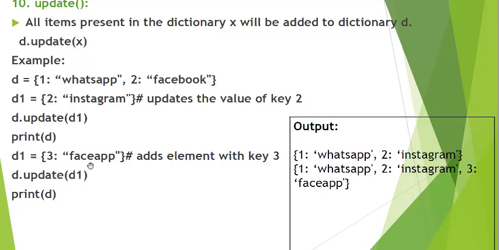But if you say d1 now equals 3 FaceApp, so d1 is updated as 3 FaceApp, and now you update this d1 to d, now this will be updated. Now d will have 1 WhatsApp, 2 Facebook, and third is FaceApp.